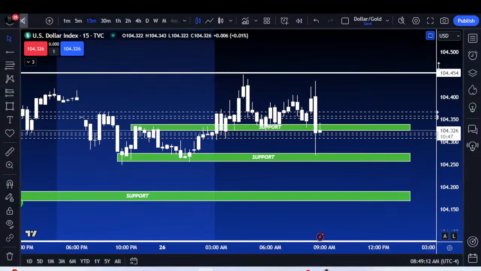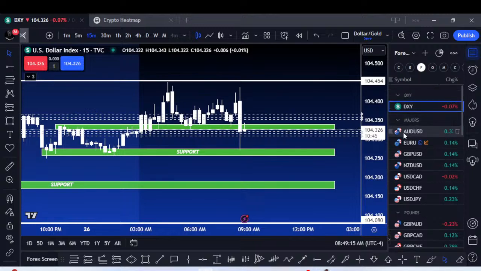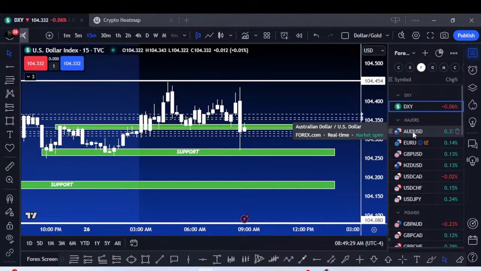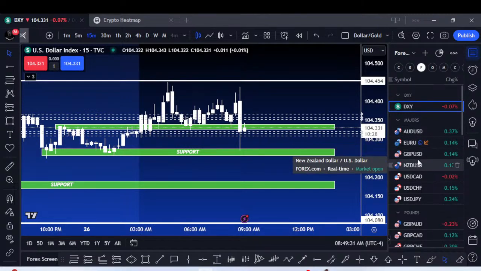So when I say dollar based pairs, I'm talking about where the dollar's on the left. It's the base. On the right side, whatever your currency shows on the right side, that's your counter currency. So here, when I'm saying non-dollar based currencies, basically the dollar's on the right. It's not on the left.